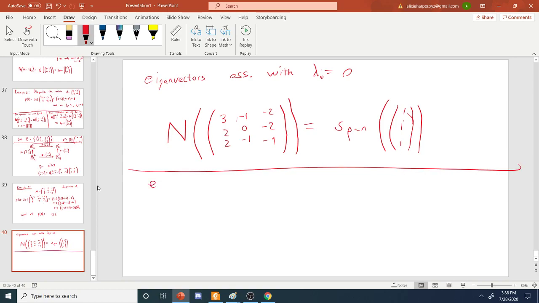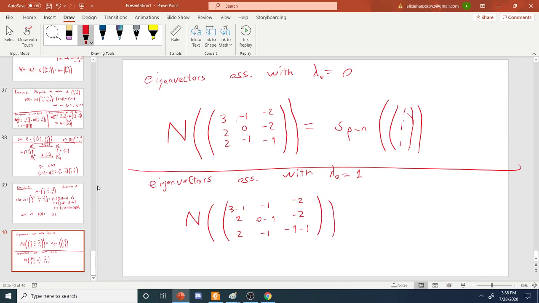And I can also find the eigenvectors associated with lambda naught equal to 1. I'll probably have to work a little bit more for this one. So this is going to be the null space of the matrix 3 minus 1, 0 minus 1, negative 1 minus 1, and I transcribe everything else. And so this is precisely the null space of the matrix 2, 2, 2, negative 1, negative 1, negative 1, negative 2, negative 2, negative 2.